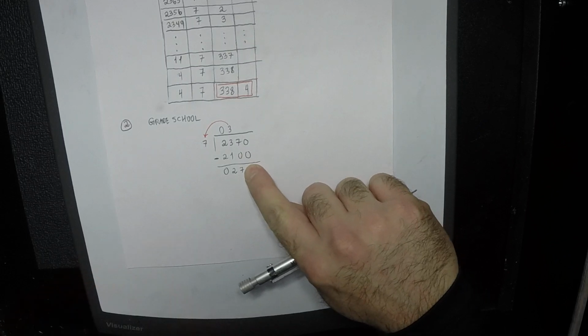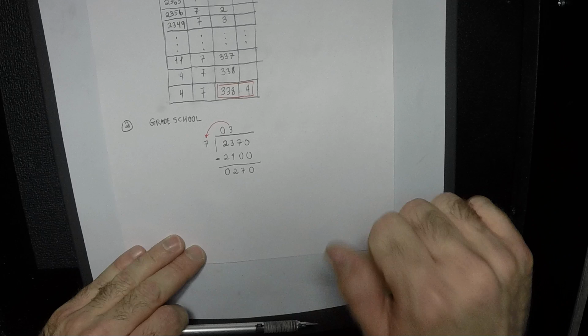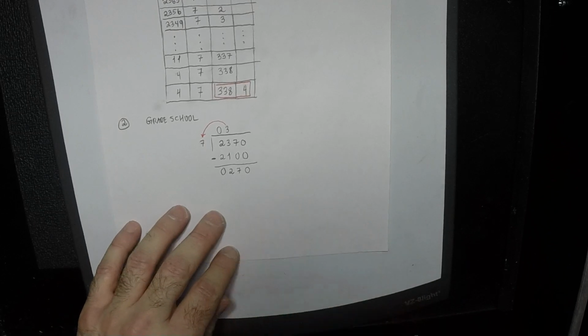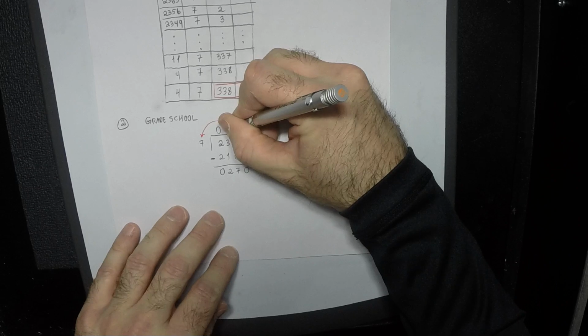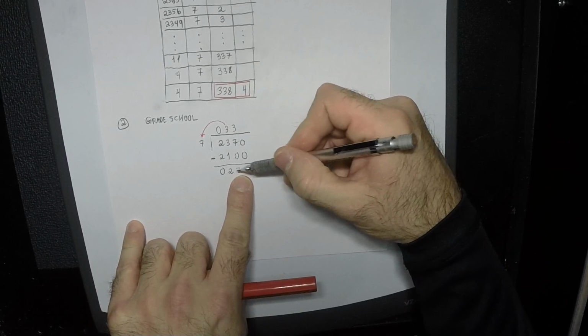but we're only going to consider 27. And 27 is in the house, 7 is outside the house, and 7 wants to come in. So how many times can 7 go into 27? 3 times, right? So we write another 3 that's vertically aligned with that 27.